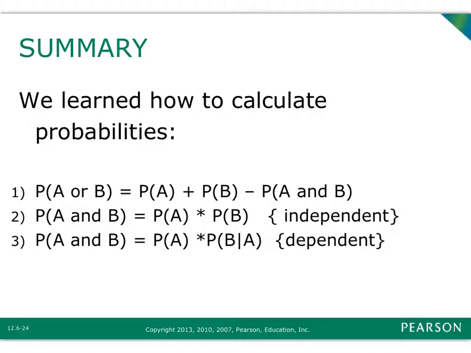So in this section, we learned how to calculate the following probabilities. The probability of A or B is equal to the probability of A plus the probability of B minus the probability of A and B. The probability of A and B, if independent, is just the probability of A times the probability of B. If they're conditional, that means if they're dependent on one another, then the probability of A and B is equal to the probability of A times the probability of B, given that A has occurred first.